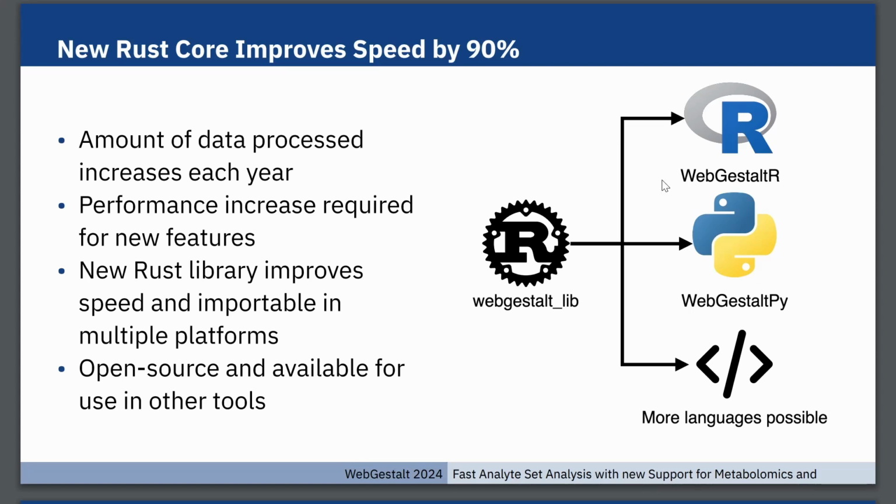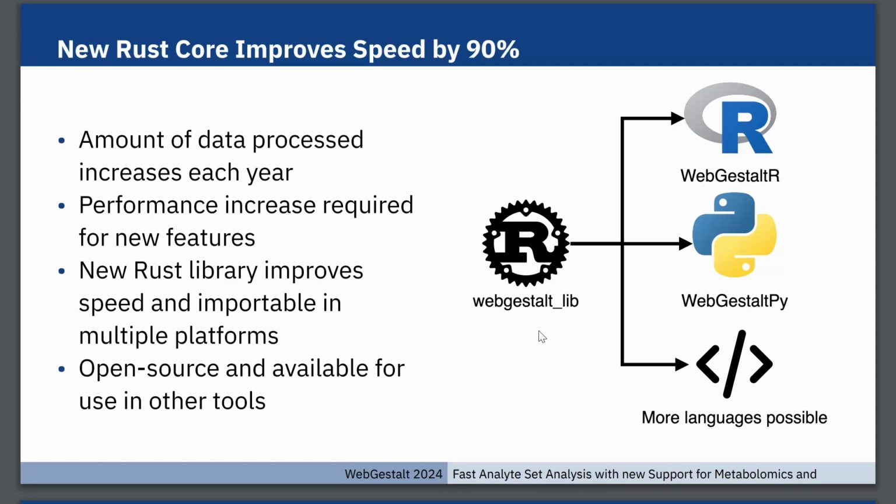So the web server itself uses our R package for performing enrichment analysis, but because almost everything is done in Rust, we can actually use it across different platforms. So we have the R package that has existed for a long time, but now we have a Python package for people who would like to use Python for enrichment analysis. And the library is open source, so more people can integrate it very easily if they would like to use it in their own tools.